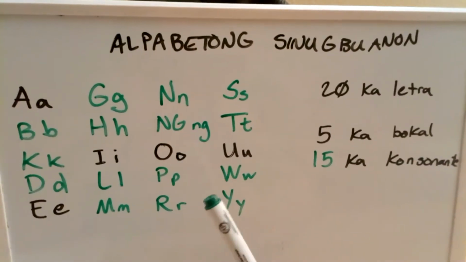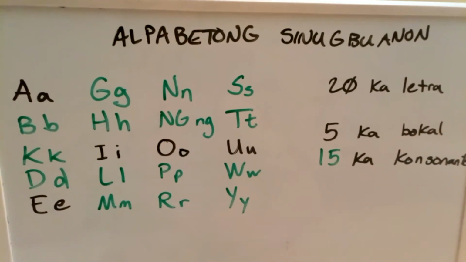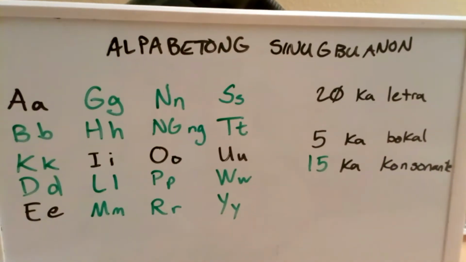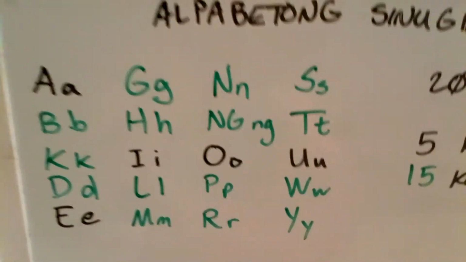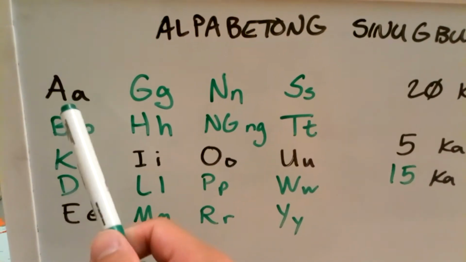Five of them are vowels and 15 are consonants, right? Bukal ug konsonante. Right, let's get right into it.